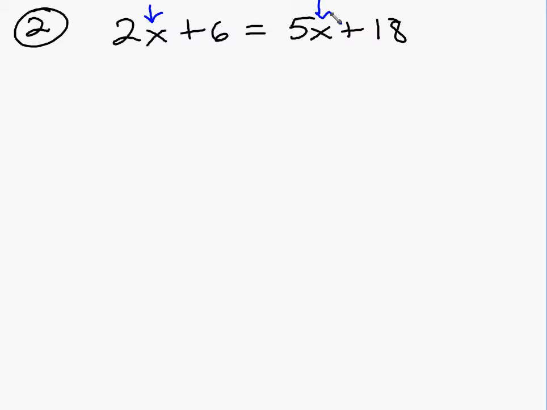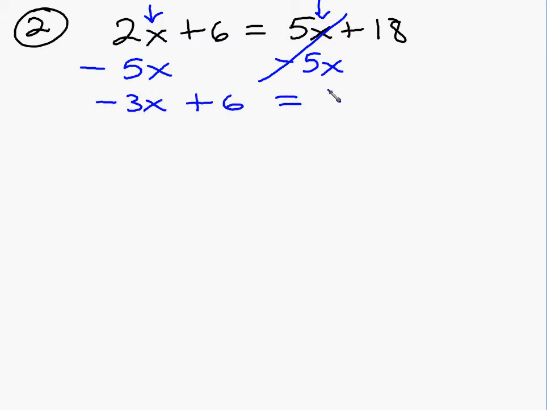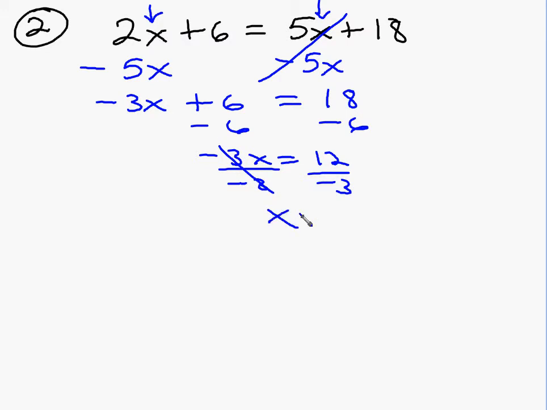How many of you decided to move the 5x? Okay, more than half of you. So that's the one I'm going to do. I'm going to subtract 5x from both sides. They go away on the right, and now I have negative 3x plus 6 equals 18. And I finish by subtracting 6. So negative 3x equals 12. Divide both sides by negative 3. Your final answer should have been negative 4.